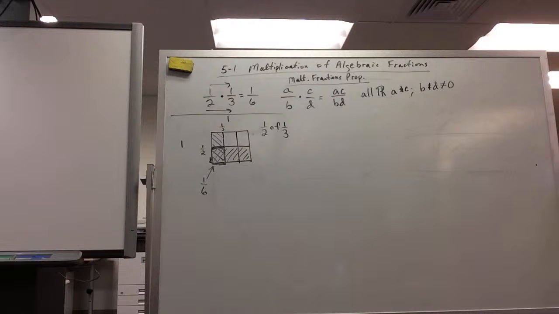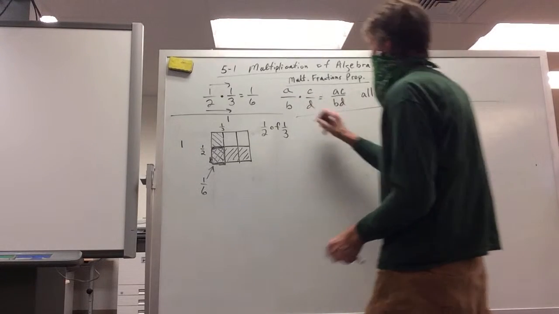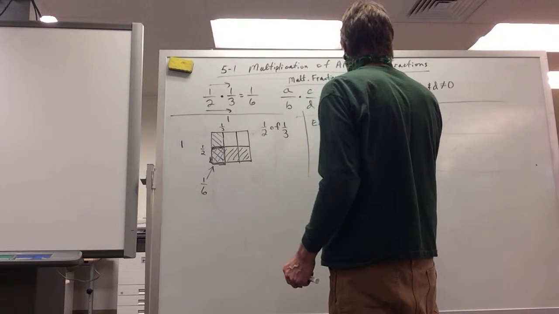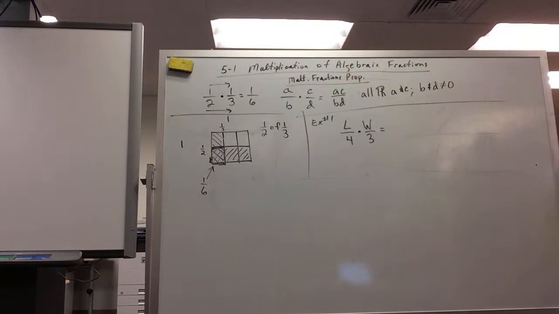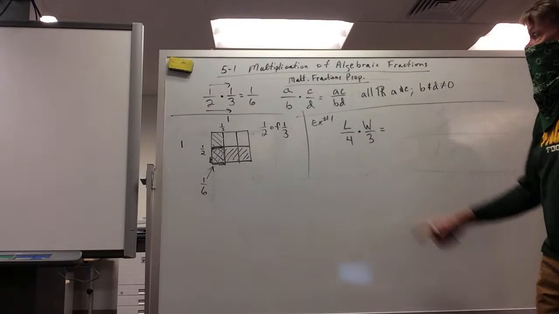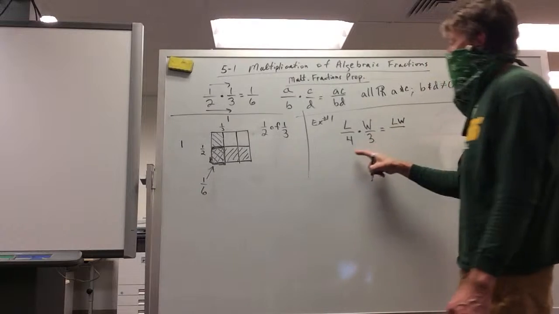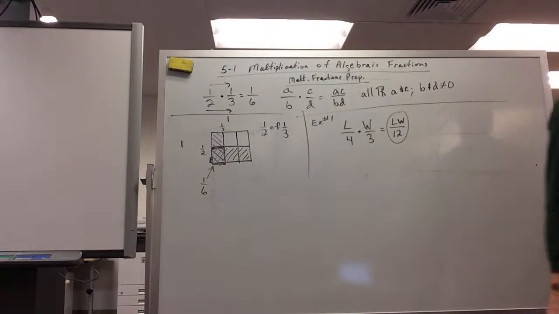We're going to multiply L over 4 times W over 3. There are several different ways to look at it. We could look at it just using the property: numerator times numerator, denominator times denominator. There it is. That's the most straightforward, simple way to look at it.